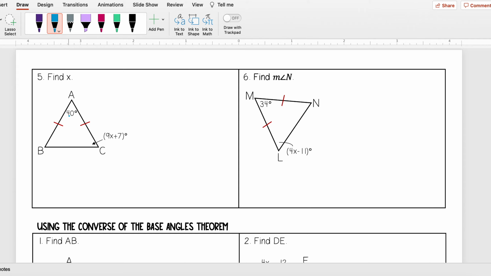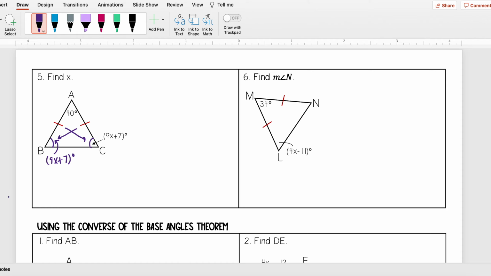So using my base angles theorem, I know that the angles opposite of my congruent sides are congruent. So I know that angle B is therefore congruent to angle C. So that means that angle B is also going to be 9x plus 7 degrees. Now I figure out, how do I go from here?